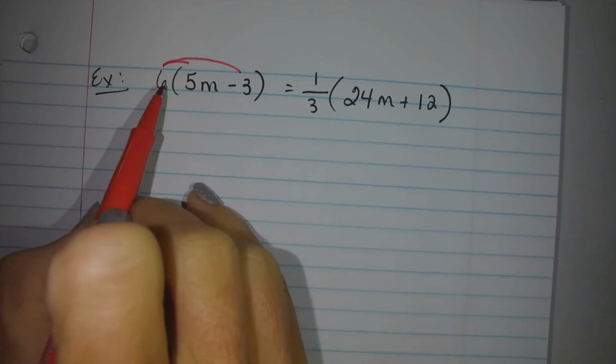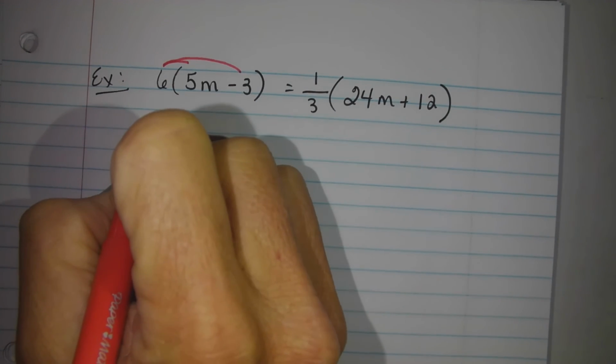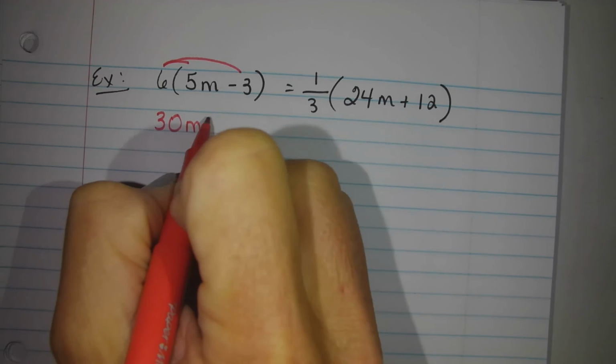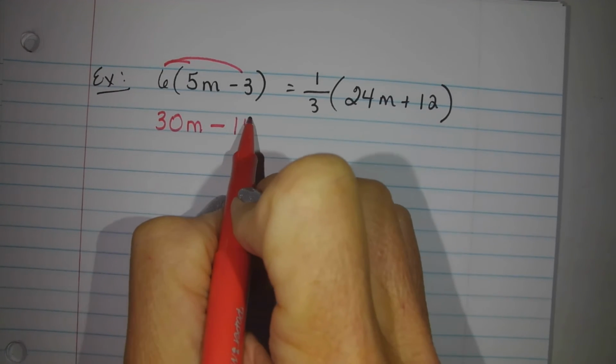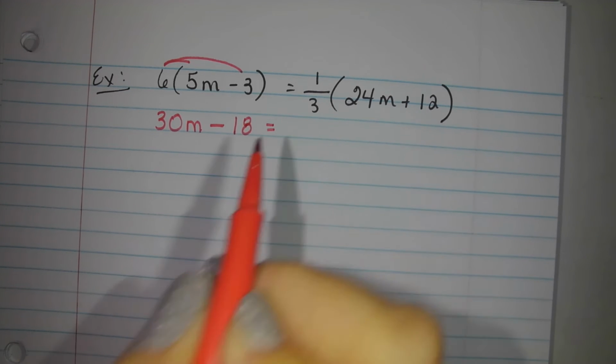Okay, so let's do this together. What is 6 times 5M? 30M. Minus 6 times 3 is simply 18.